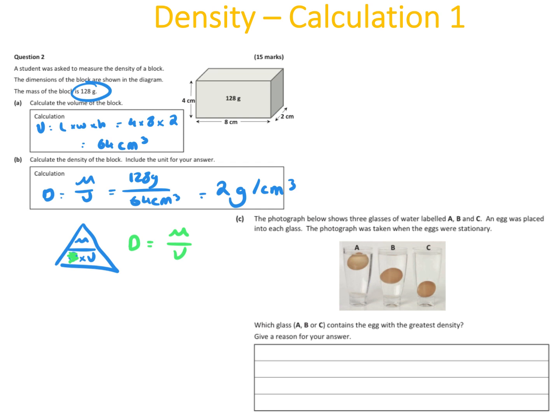Now the photo below shows 3 glasses of water labelled A, B and C. An egg was placed in each glass. The photograph was taken when the eggs were stationary, so they were given time to settle. Which glass, A, B or C, contains the egg with the greatest density? So that's going to be C, because it's sunk right to the bottom. The one with the lowest density is going to be A, because it has floated right to the top.